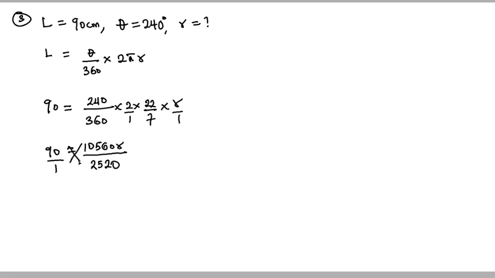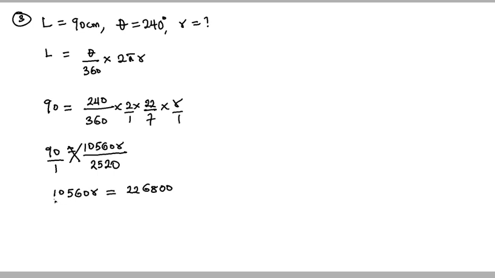Let's call here over 1. I'll cross and multiply. So 10,560 R times 1 is 10,560 R, equal to 2520 times 90, which is 226,800. And then what's next?